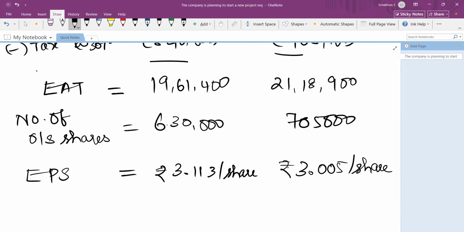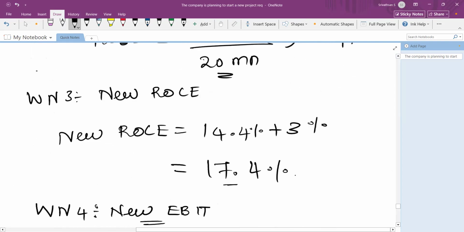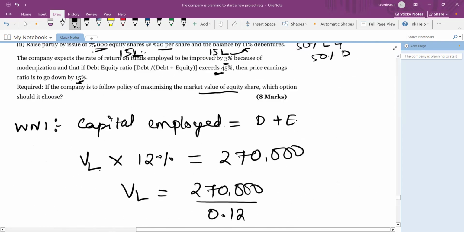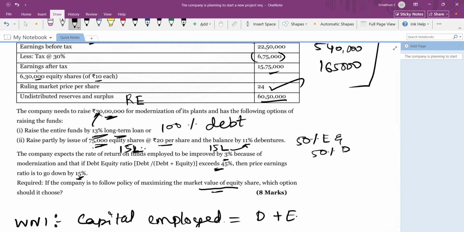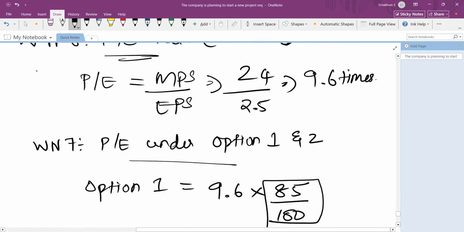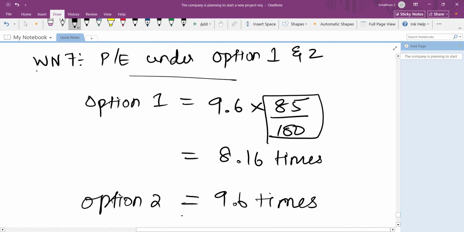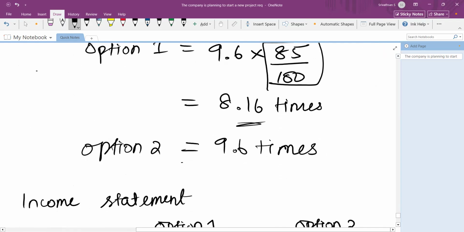So now we are supposed to calculate the market price per share. Why? Because in the question it is mentioned that the objective of the company is to choose that option which maximizes the market value of equity shares. Now we have the EPS. How can we calculate the market price per share? We have already calculated the PE ratio under both the options. Under option 1, PE ratio is 8.16 times. Under option 2, PE ratio is 9.6 times.